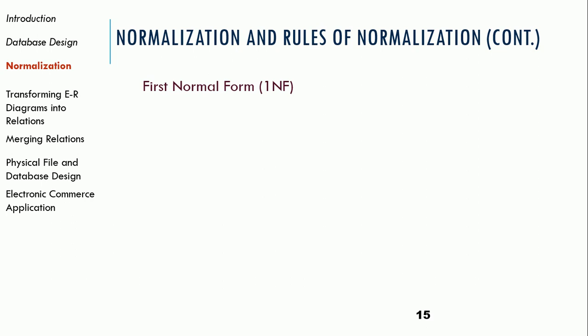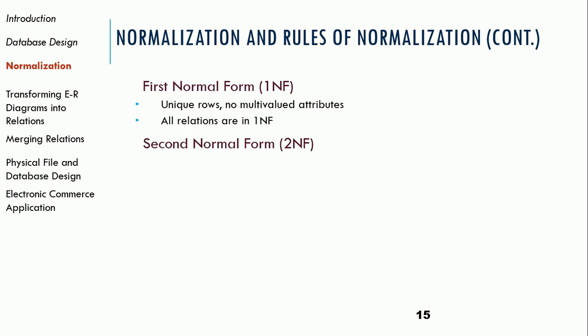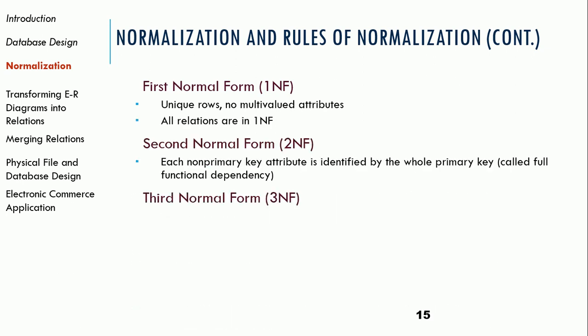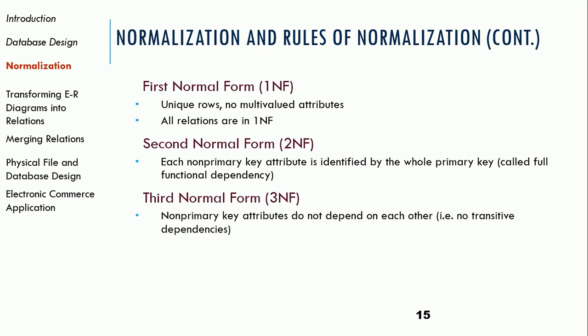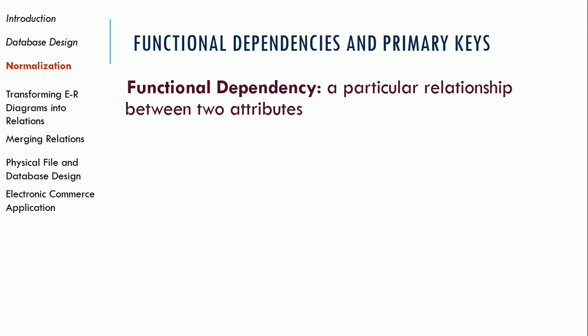In most database designs, we talk about 3 normalizations. We talk about the first normal form, which is unique rows and no multi-value attributes. Then second normal form, which is where each non-primary key attribute is identified by the whole primary key. And then third normal form, which is where non-primary key attributes do not depend on each other. In other words, no transitive dependencies. And I know these are a lot of big words. I'm going to try to explain a little bit more about what this means.